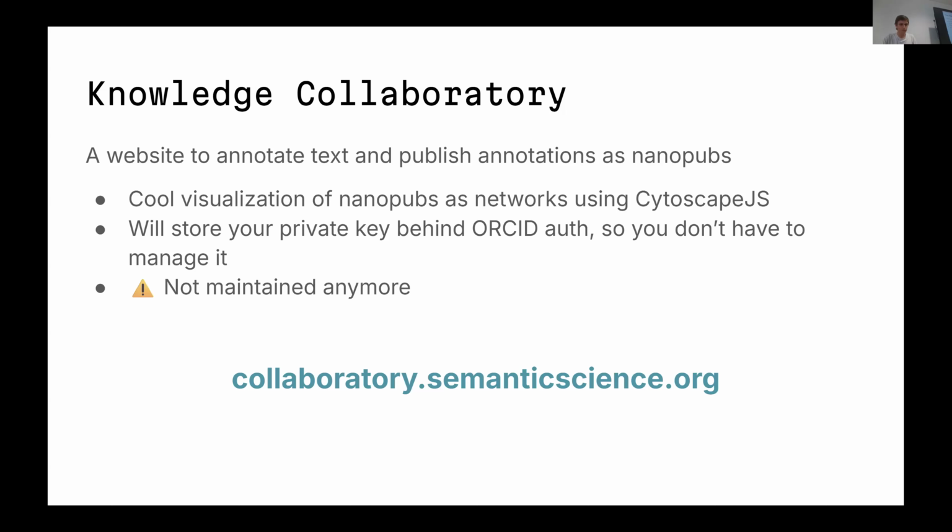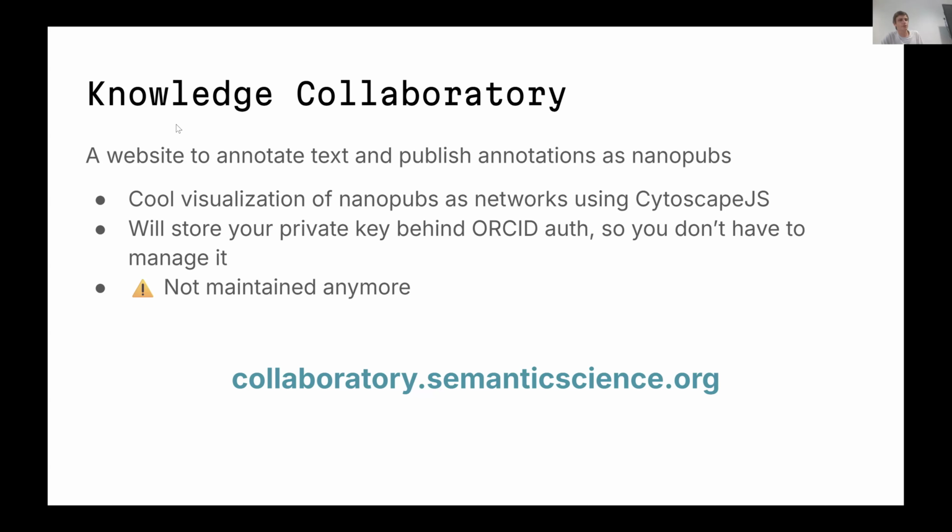So this was a website that was built in the past, that is not maintained anymore, but I thought it was a nice demo of one of the applications that can be done with a nanopublication. The goal was to annotate text and then publish those annotations as nanopubs. Classic: in the text you have an entity here, and the entity links to this URI.